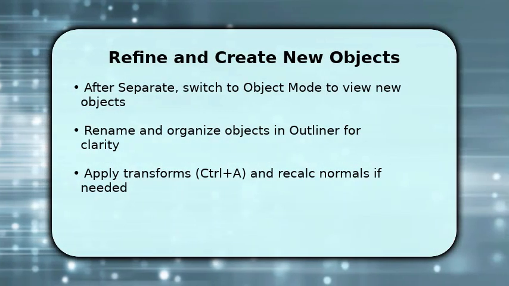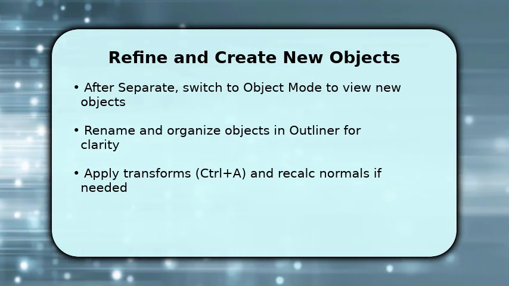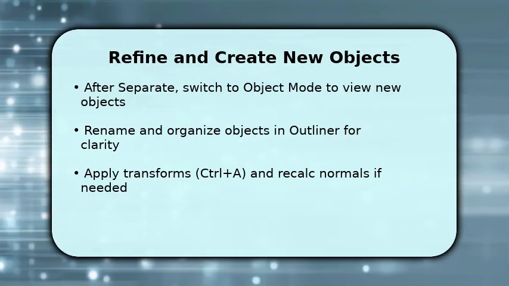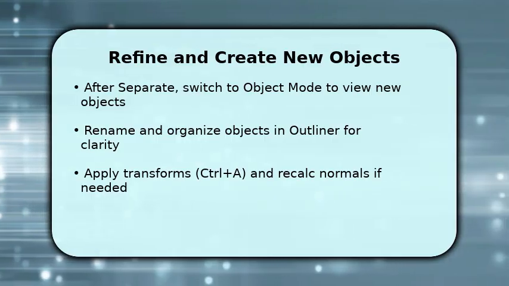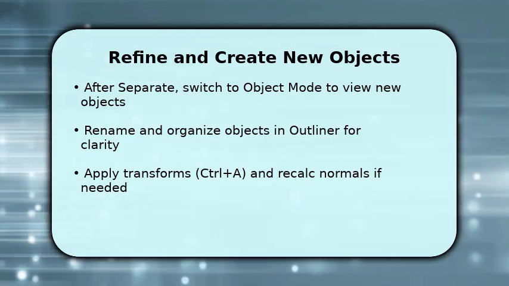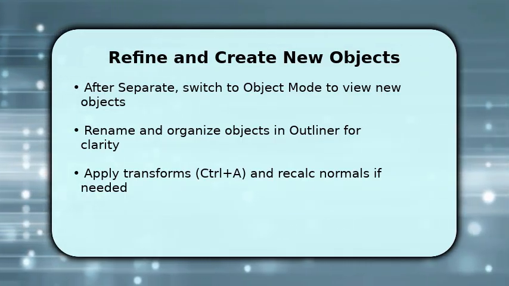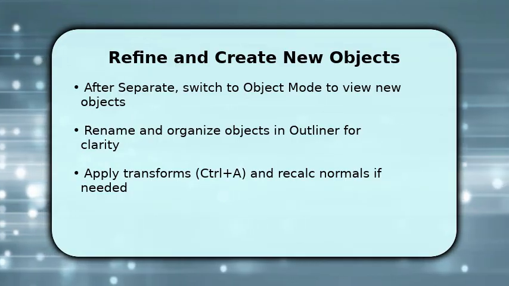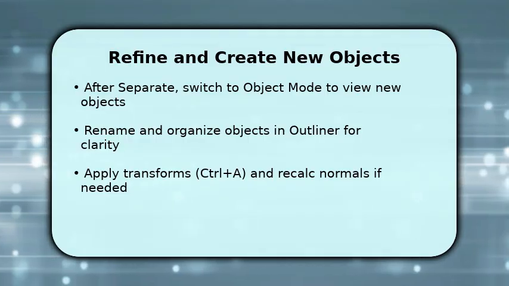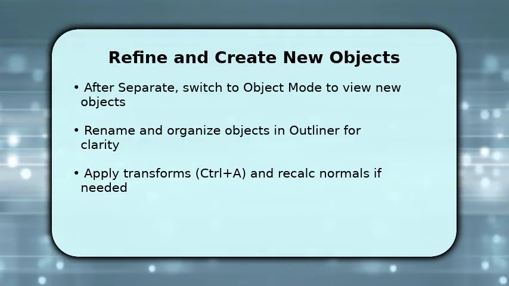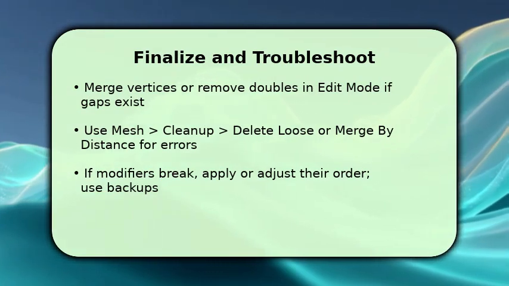Once separated, switch to Object mode to inspect the newly created objects, because Blender creates distinct objects from the detached geometry. Make sure to rename items in the outliner and group, or parent them to maintain scene order. This helps later edits. If transforms are inconsistent, apply location/rotation/scale with Control plus A so physics and modifiers behave predictably. Also check normals and recalculate with Shift plus N when faces look dark. Since you finish by cleaning topology and confirming materials carried over correctly.